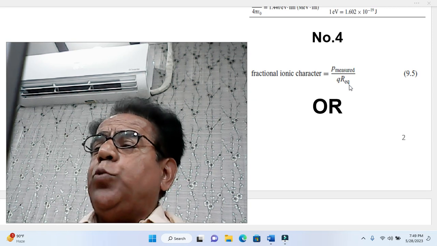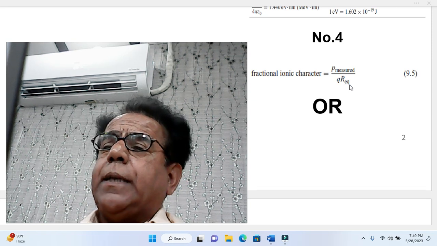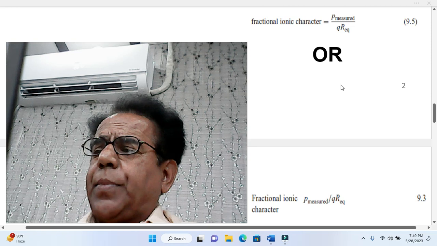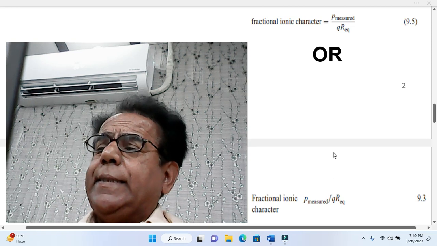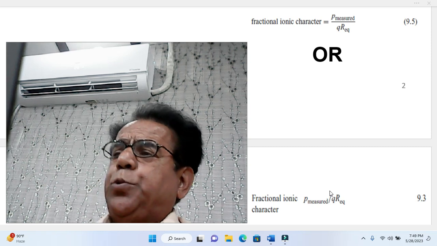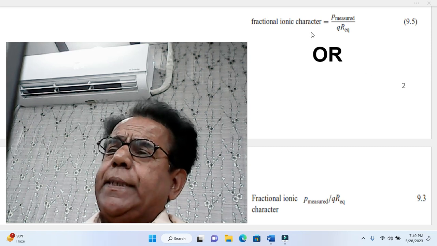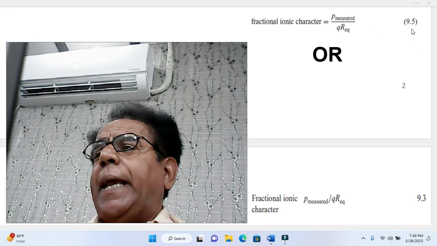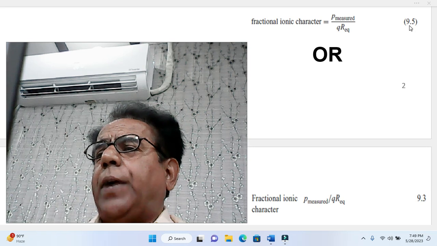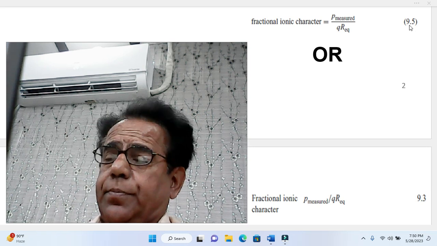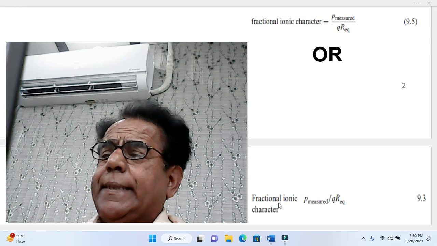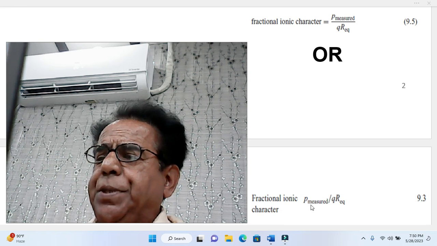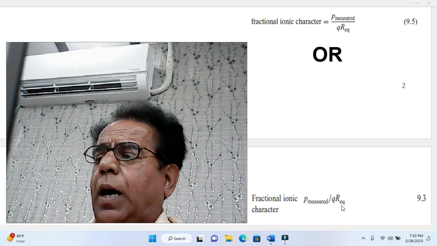EQ stands for equilibrium separation. Yes, its alternate version is given in this. Dear students, in this position both of these versions are being shown. First version has been given equation number 9.5, while its alternate version, fractional ionic character P measured over Q R equilibrium EQ.